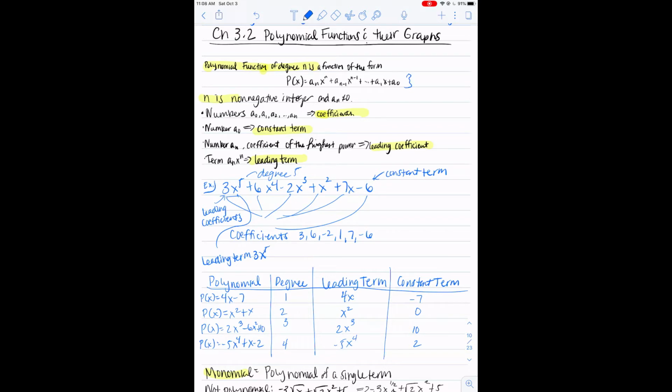The numbers a_0, a_1, a_2, all the way to a_n are our coefficients. The number a_0 is a constant term, so we don't have an x to a certain power attached to it. The number a_n is the coefficient of the highest power, so this is called our leading coefficient. If n is the highest power, then x^n has the leading coefficient a_n attached to it, and the whole term, a_n x^n, is called the leading term.